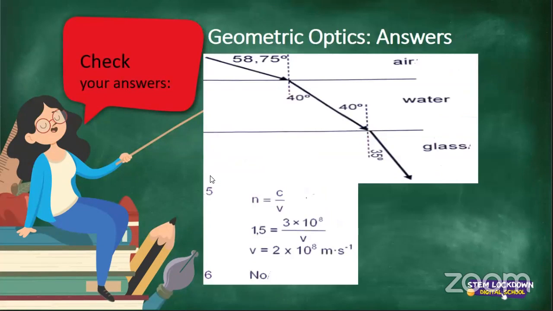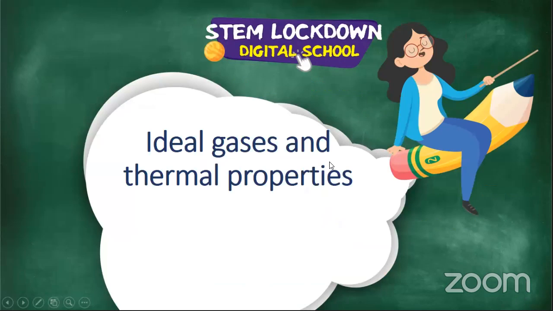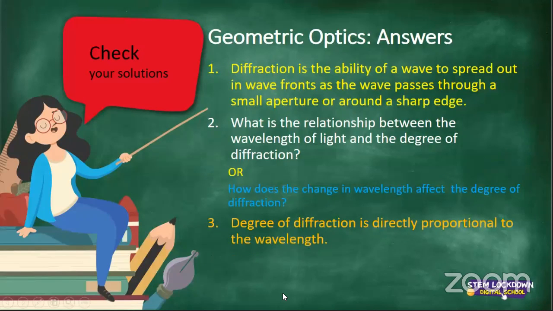Right, these were the responses that have been given. It's only that now they are being written here. We have said diffraction is the ability of the wave to spread out in wavefronts as the wave passes through a small aperture or around a sharp edge. And then the investigative question will be, what is the relationship between the wavelength of light and the degree of diffraction? Or how does the change in wavelength affect the degree of diffraction?